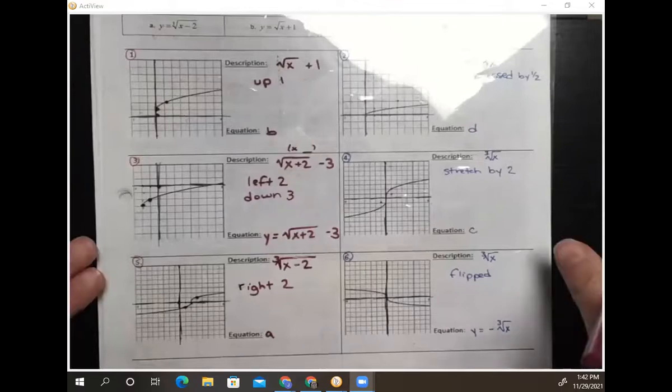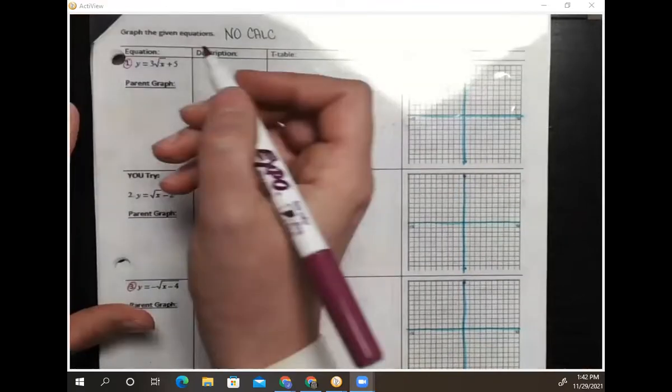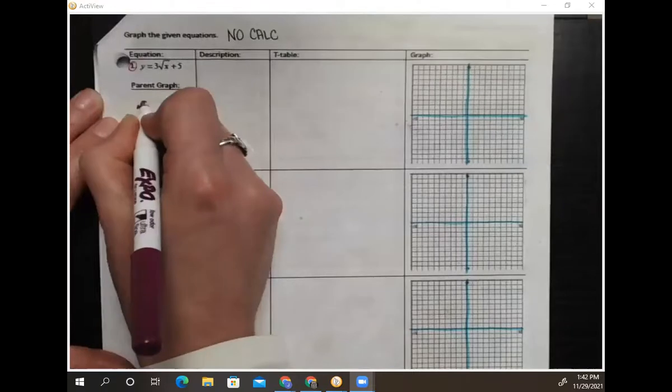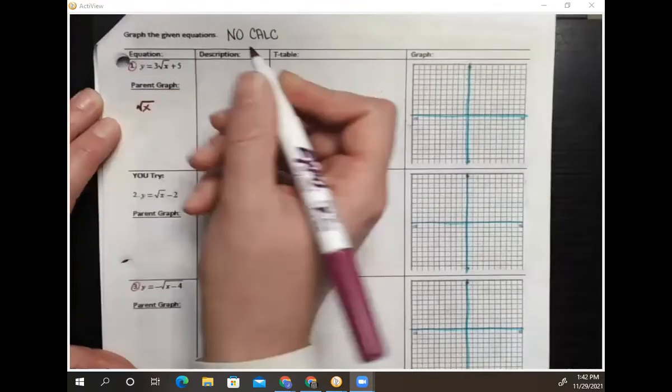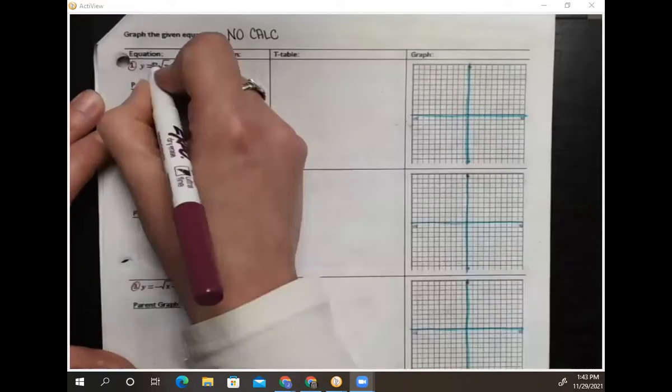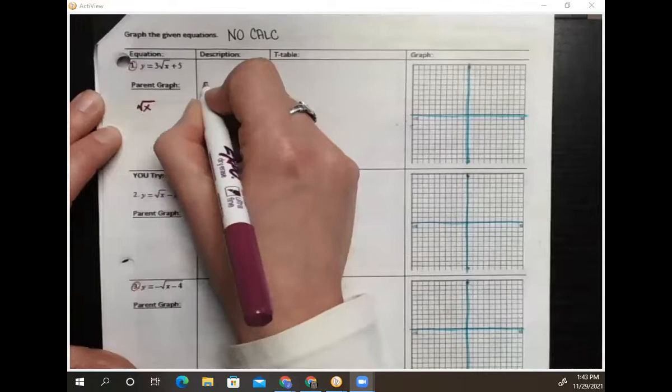We're going to continue to work on graphing. We're going to skip past page 4 to page 5 now, and we're going to do a few of each type of graph on the next several pages. So number 1 on page 5, we've got a square root graph. So I know my parent function would be the square root of x because I have 3 times the square root of x plus 5. The 3 in front here is going to stretch our graph by 3.